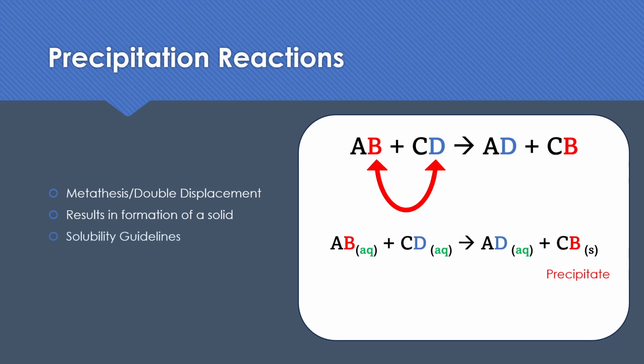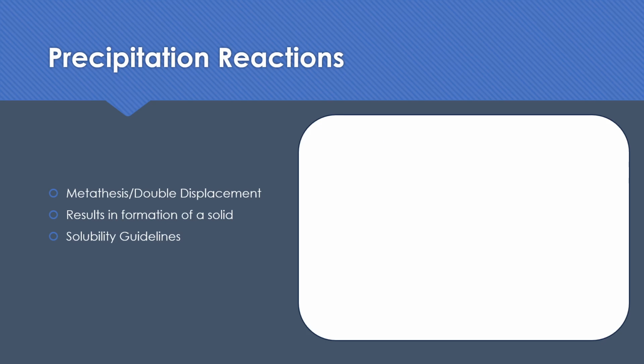And in order to determine whether something is going to precipitate or not, you have to follow what are called the solubility guidelines. These are not really things you can guess. Most of the time, you'll be given them to look up, but what's important is you know how to read the solubility guidelines. So here's what they look like.